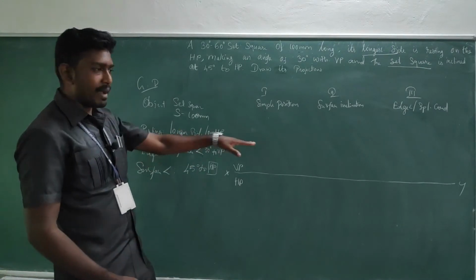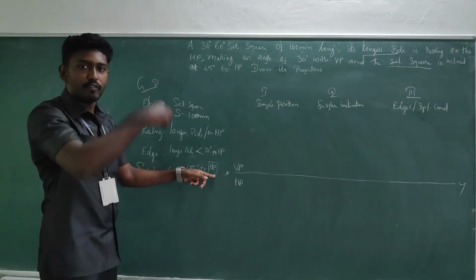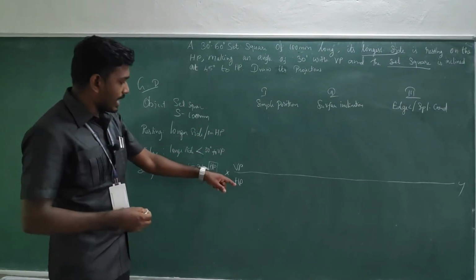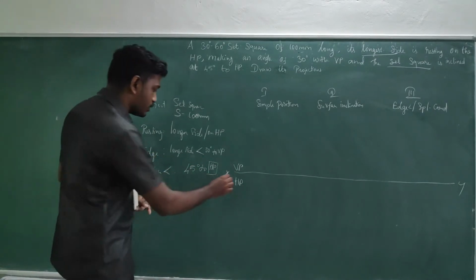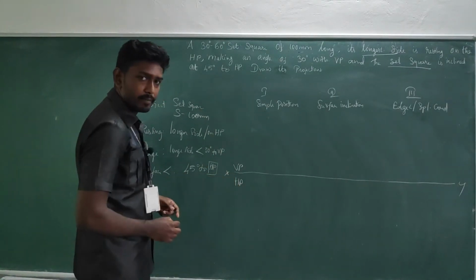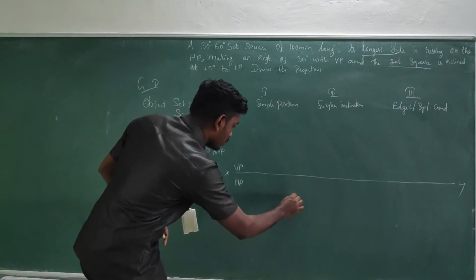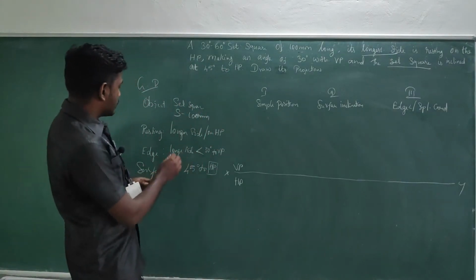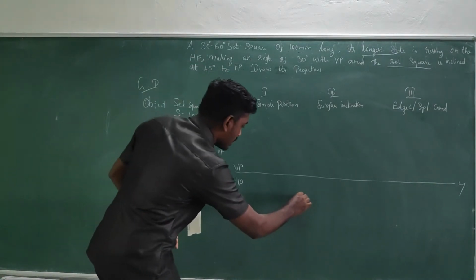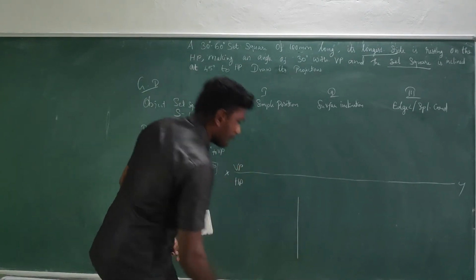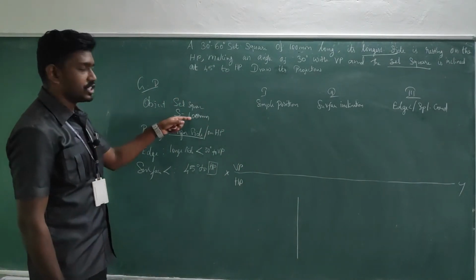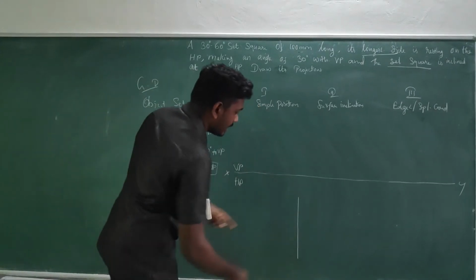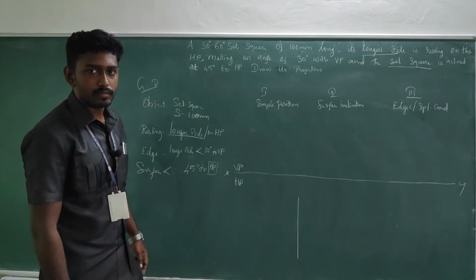So when we are keeping parallel to HP, the true shape of the object will be falling on HP, in the same plane. So in the HP, I am going to start my diagram. It is resting with the longer side. So keep the longer side on the right side. It is given with the measurement 100 mm. So go with the line with 100 mm long.